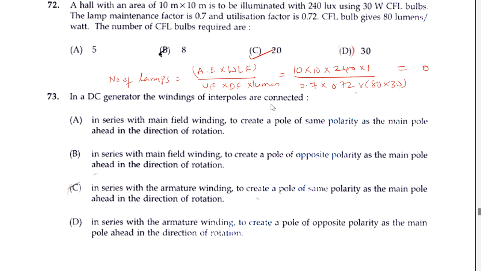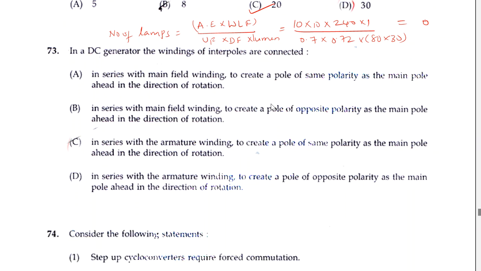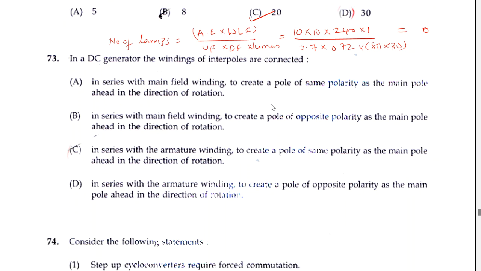Next one. In a DC generator, the winding of the interpoles is, say a DC generator, that means in series with the armature winding to create a pole of same polarity as the main pole ahead here. Remember here, ahead for generator, behind for motor. So ahead in the direction of rotation here. So answer will be C directly, I am saying here.